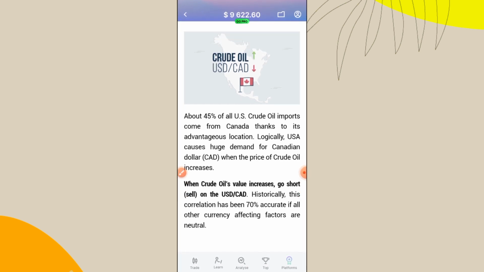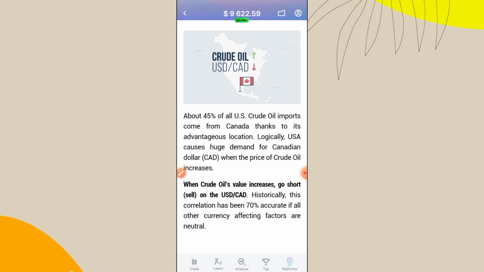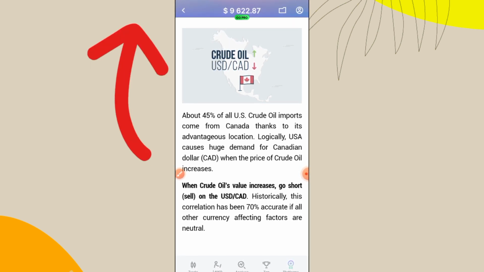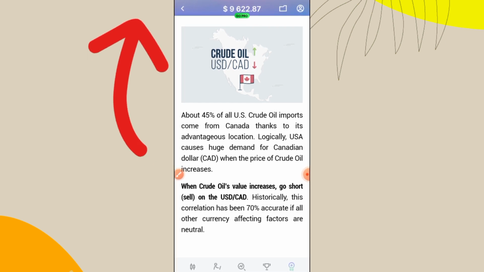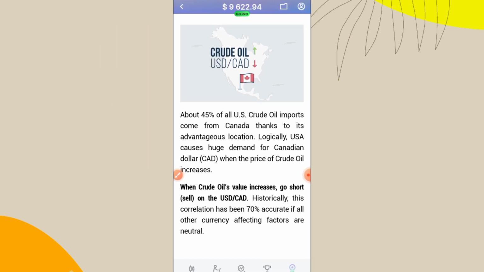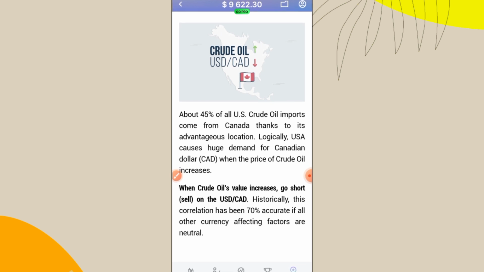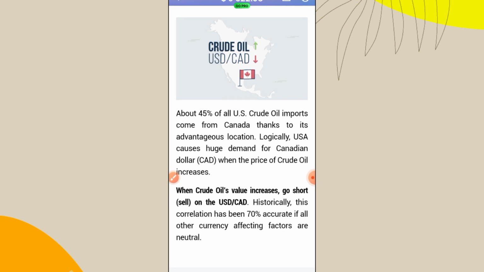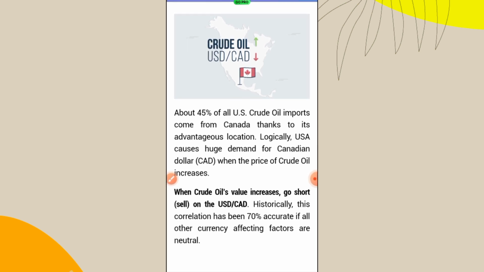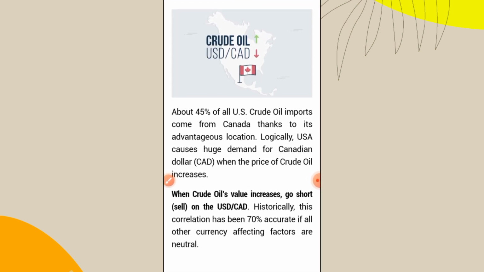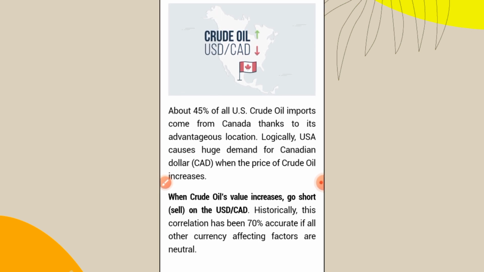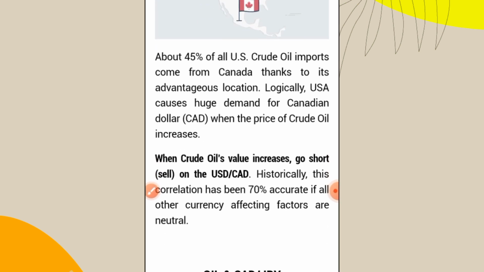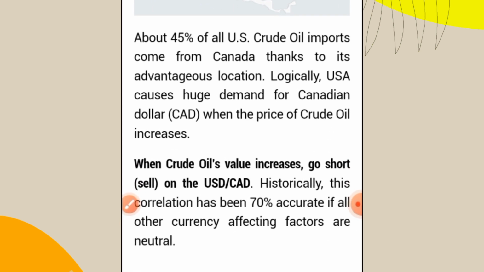So when you look at a pair like USD CAD, because as I told you in my previous video, USD is here the base currency, on a chart this pair USD CAD will be falling or decreasing while crude oil will be moving up. In this case, we mean that crude oil prices are increasing while the Canadian dollar, the quote currency, is also increasing in value. So let's go to the chart and we see what I mean.